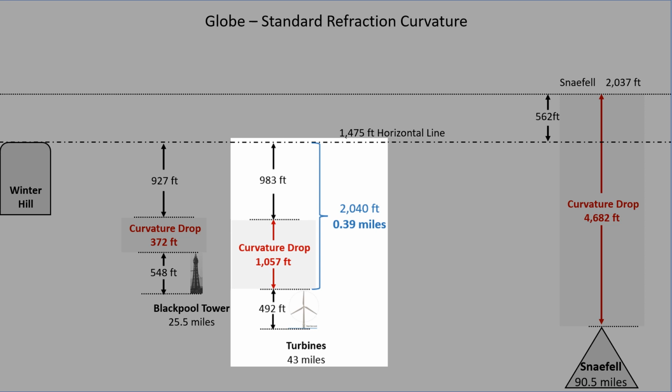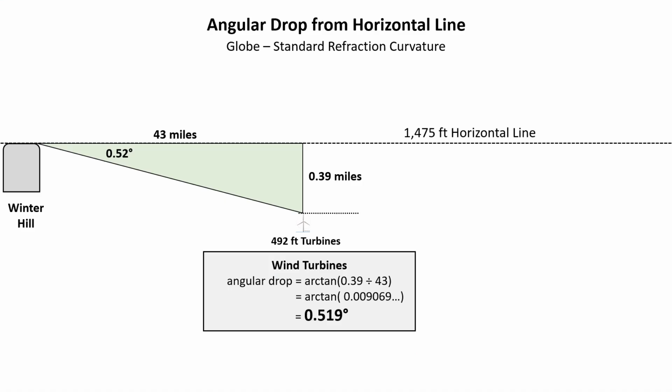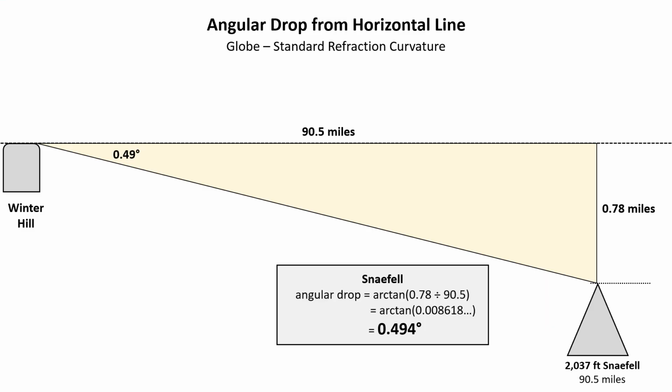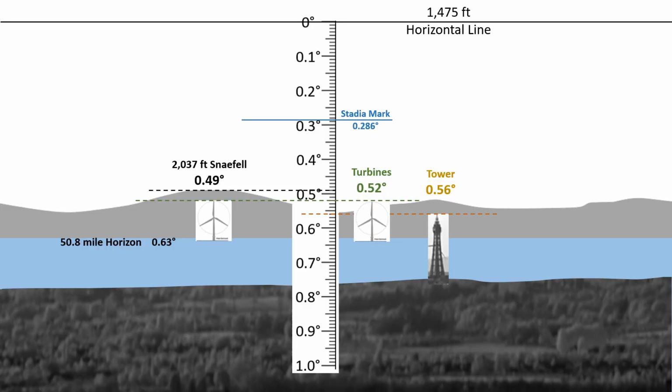So the turbines are 0.39 miles below the horizontal line, which is 0.52 degrees. Snaefell is 0.78 miles below the horizontal line, which is 0.49 degrees. I know that this Stadia mark is 0.286 degrees below the horizontal line, and in a few moments I'll explain where I got this angle.